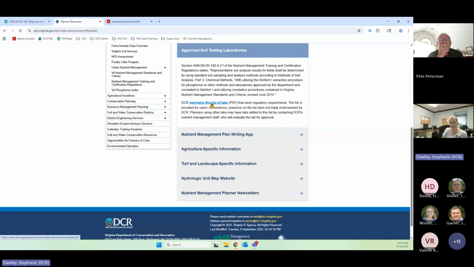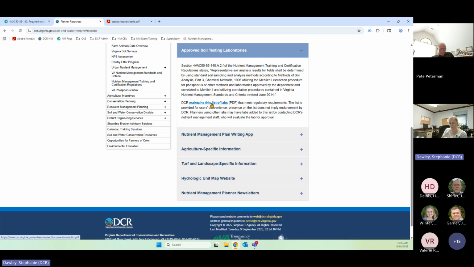And those are labs that either run the analysis in Mehlich 1 or Mehlich 3. Those are the two that we can accept in Virginia. Virginia Tech is a Mehlich 1 lab, and those are basically just the methods that they use to extract the phosphorus and potassium out of the soil analysis. We can also do Mehlich 3 labs because you can convert Mehlich 3 to Mehlich 1.